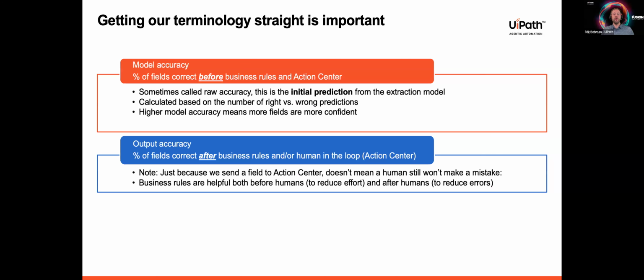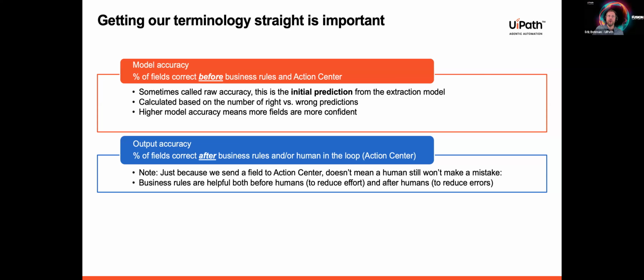So to summarize this from a theoretic standpoint, the model accuracy is the number of fields that were correct before you do smart things to them. Called raw accuracy sometimes, it's the initial prediction. It's important to have a good raw accuracy and a good model accuracy, but it's not the end-all be-all.